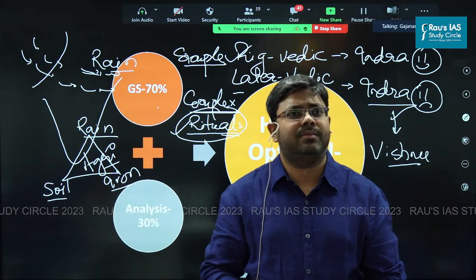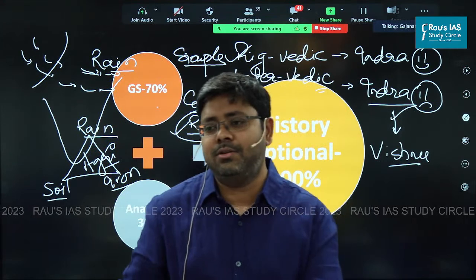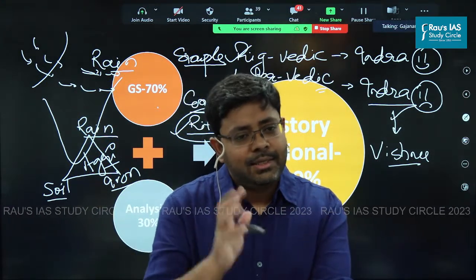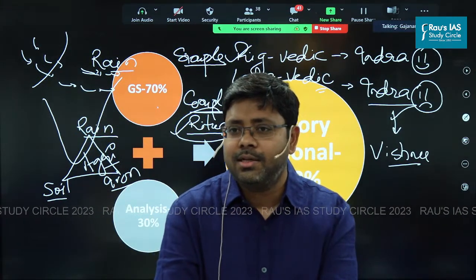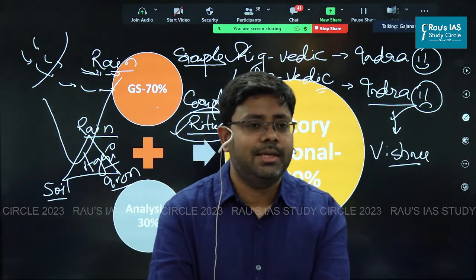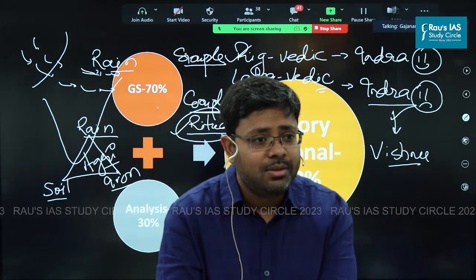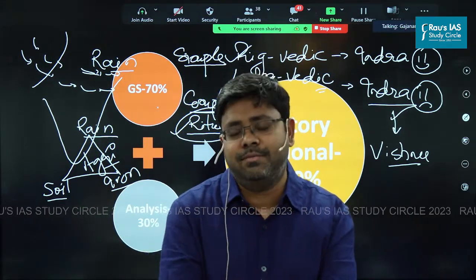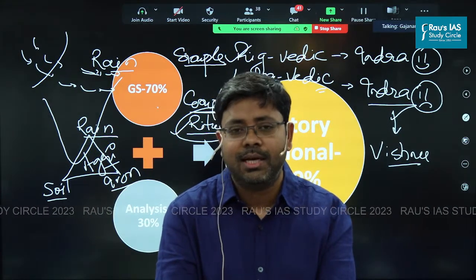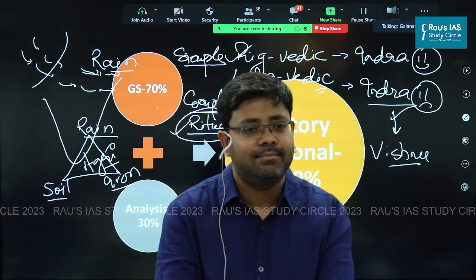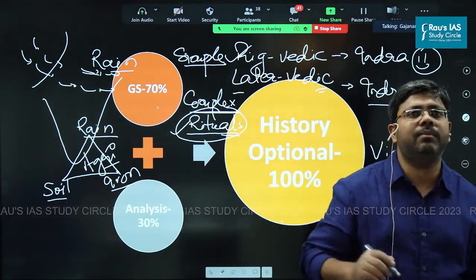Okay. Now see this. When you talk about the problems that the general candidate figures out in this optional, there are three problems. First, map work. It causes fear; you think map work must be dangerous. Second problem, historiography. That historiography would make this subject difficult. Third problem: so many facts that you have to retain. Let's try to tackle these problems one by one. I'll go for the map work first.